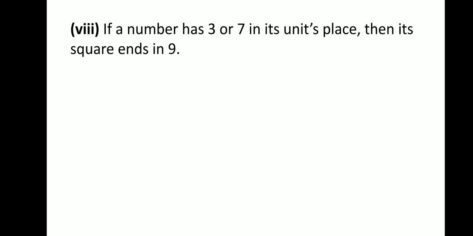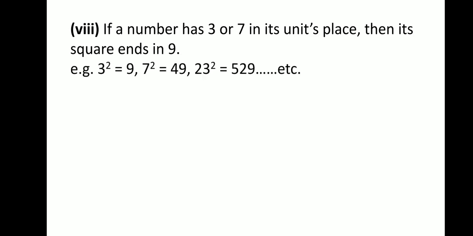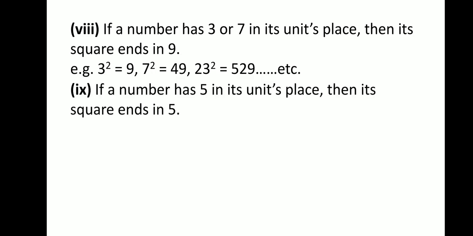If a number has 3 or 7 in its units place, then its square ends in 9. For example, 3 square is equal to 9, 7 square is equal to 49, 23 square is equal to 529, etc. Coming to the next property, if a number has 5 in its units place, then its square ends in 5.